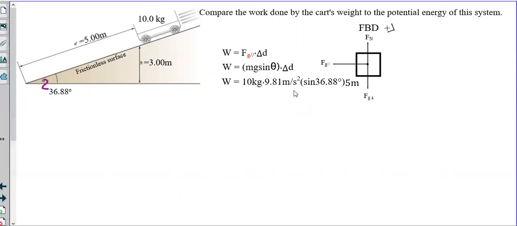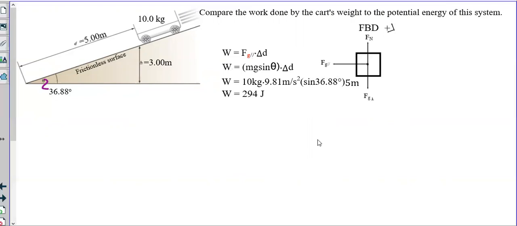Remember, when you do your work equations, you always need to use a parallel acting force to the displacement. When they're not parallel, that's typically when you're going to multiply by cos theta, but by using this predetermined equation for your parallel component of the weight, we don't need to bother with multiplying by cos theta, because this makes it parallel already.